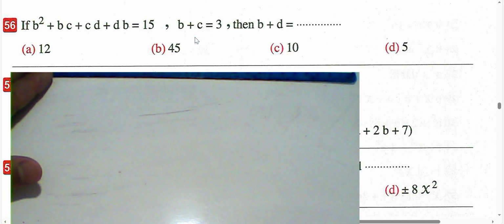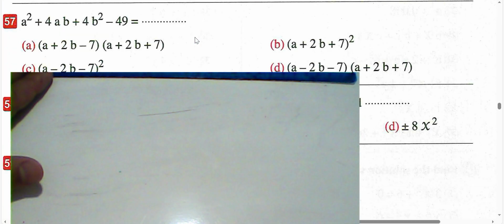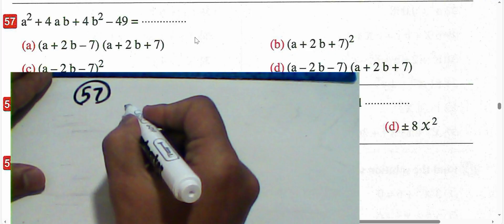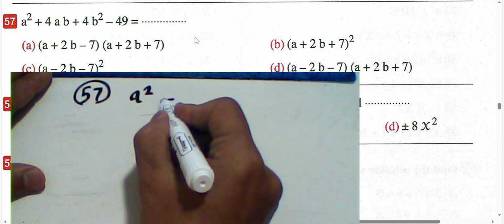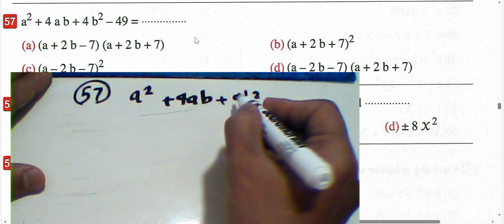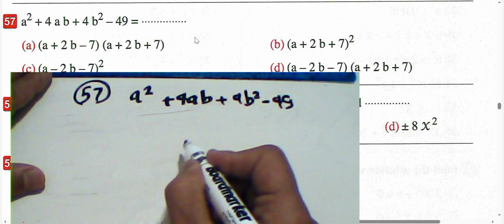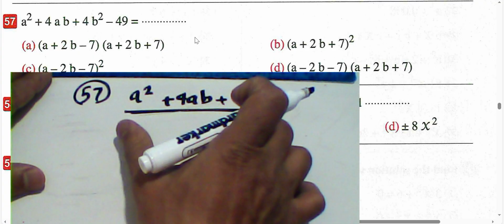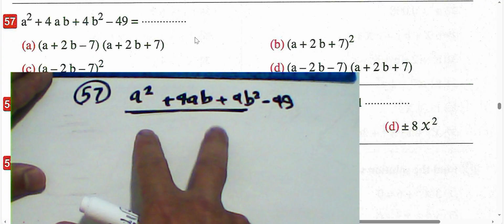Next question, number 57. We have a² + 4ab + 4b² − 49. This expression, we can factorize as a perfect square.